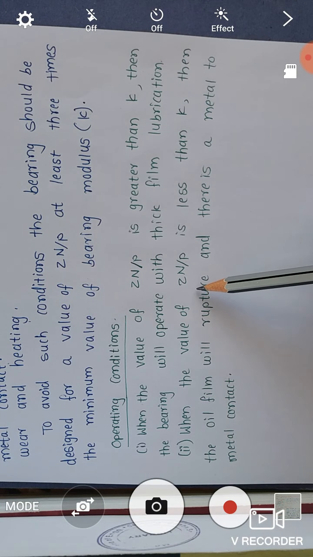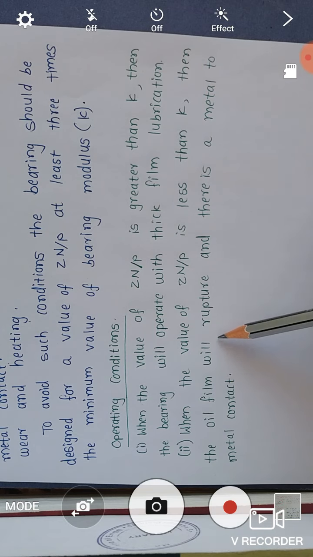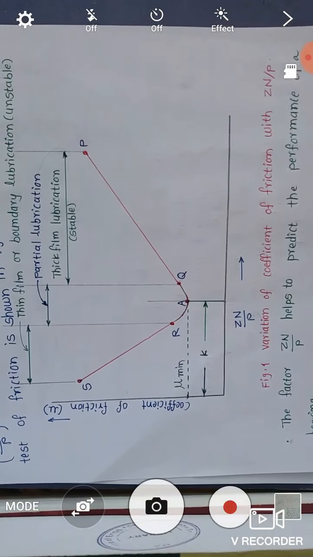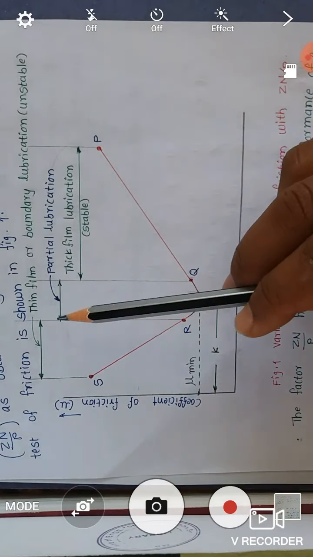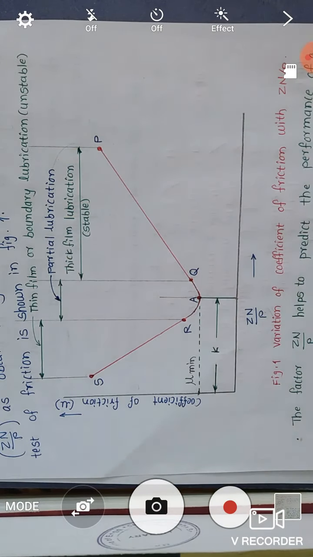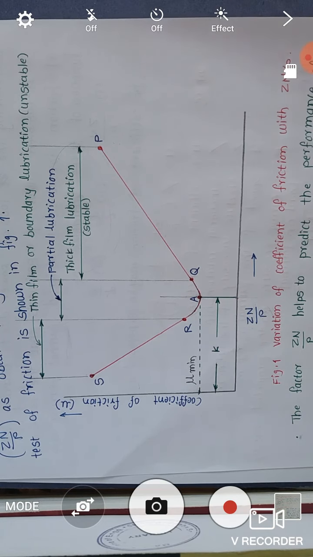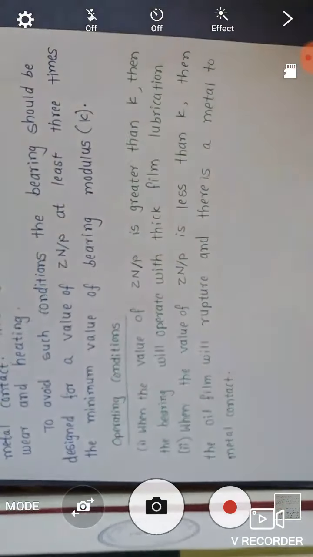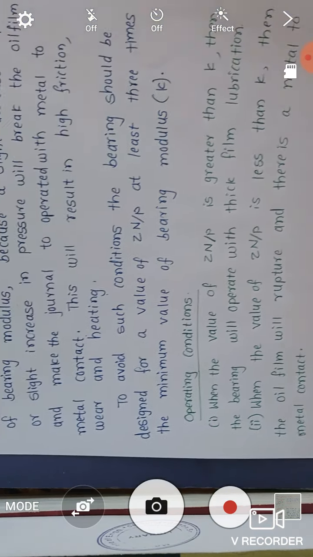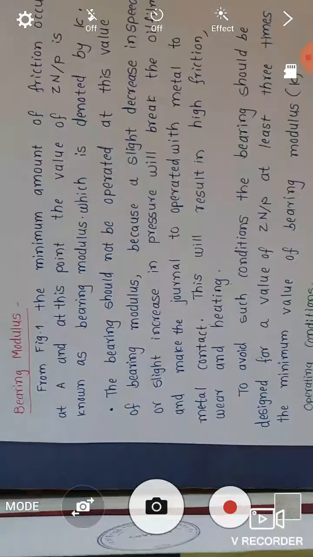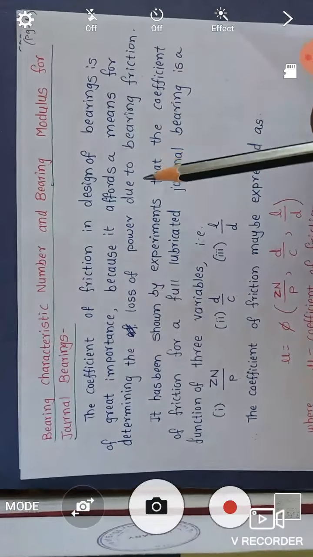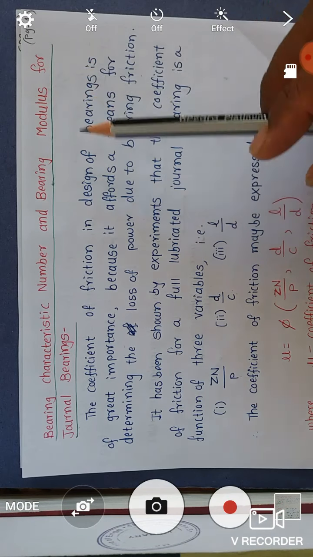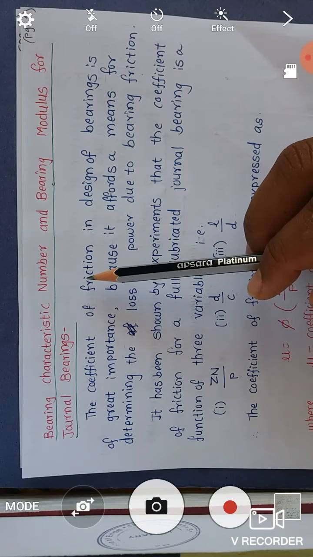Second, when the value of ZN upon P is less than K, then the oil film will rupture and there is metal to metal contact. So if ZN upon P is less than K, this becomes this portion, which is related to thin film or boundary lubrication. This is an unstable condition, and metal to metal contact takes place in this region. So in this way, today we discussed the bearing characteristic number and bearing modulus for journal bearings. Here we stop our lecture. Thank you.